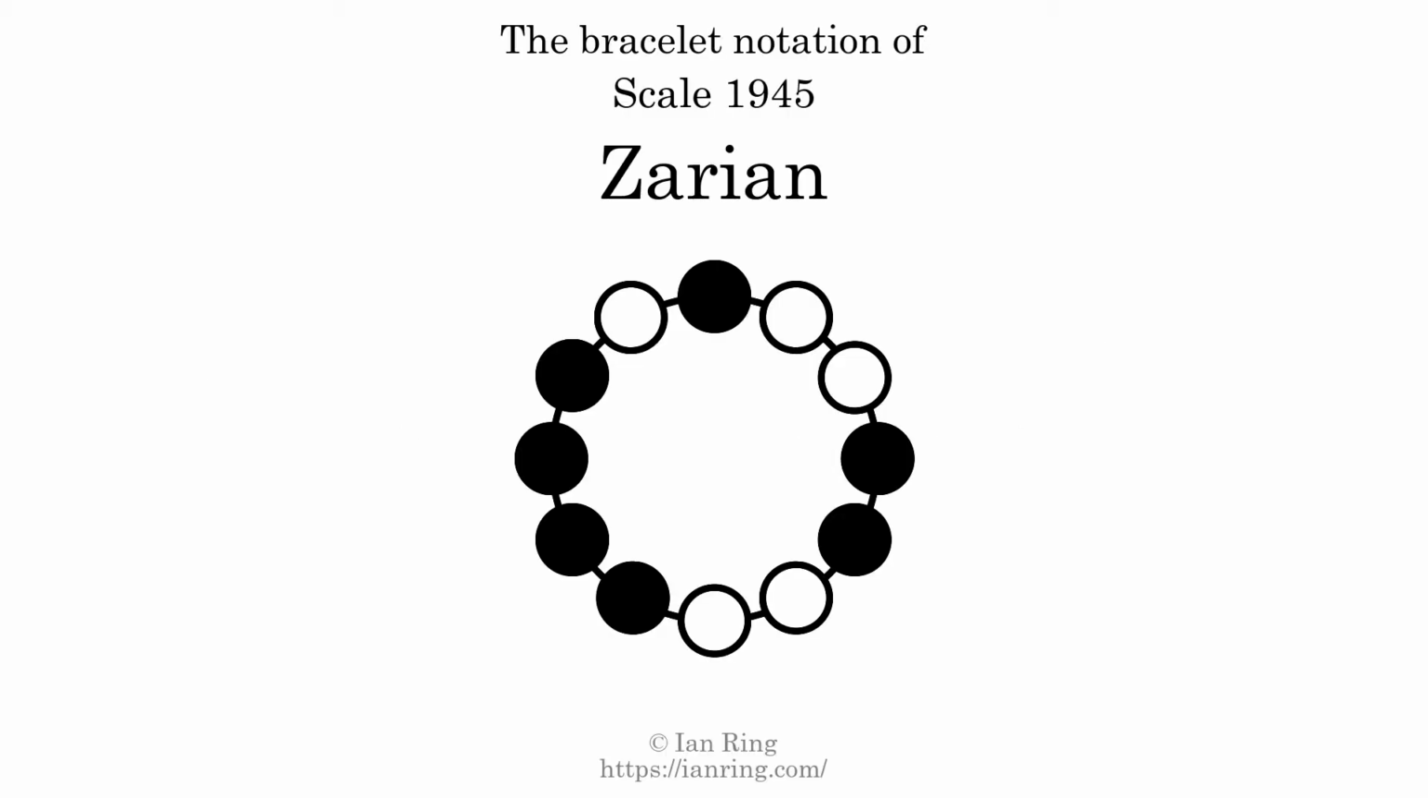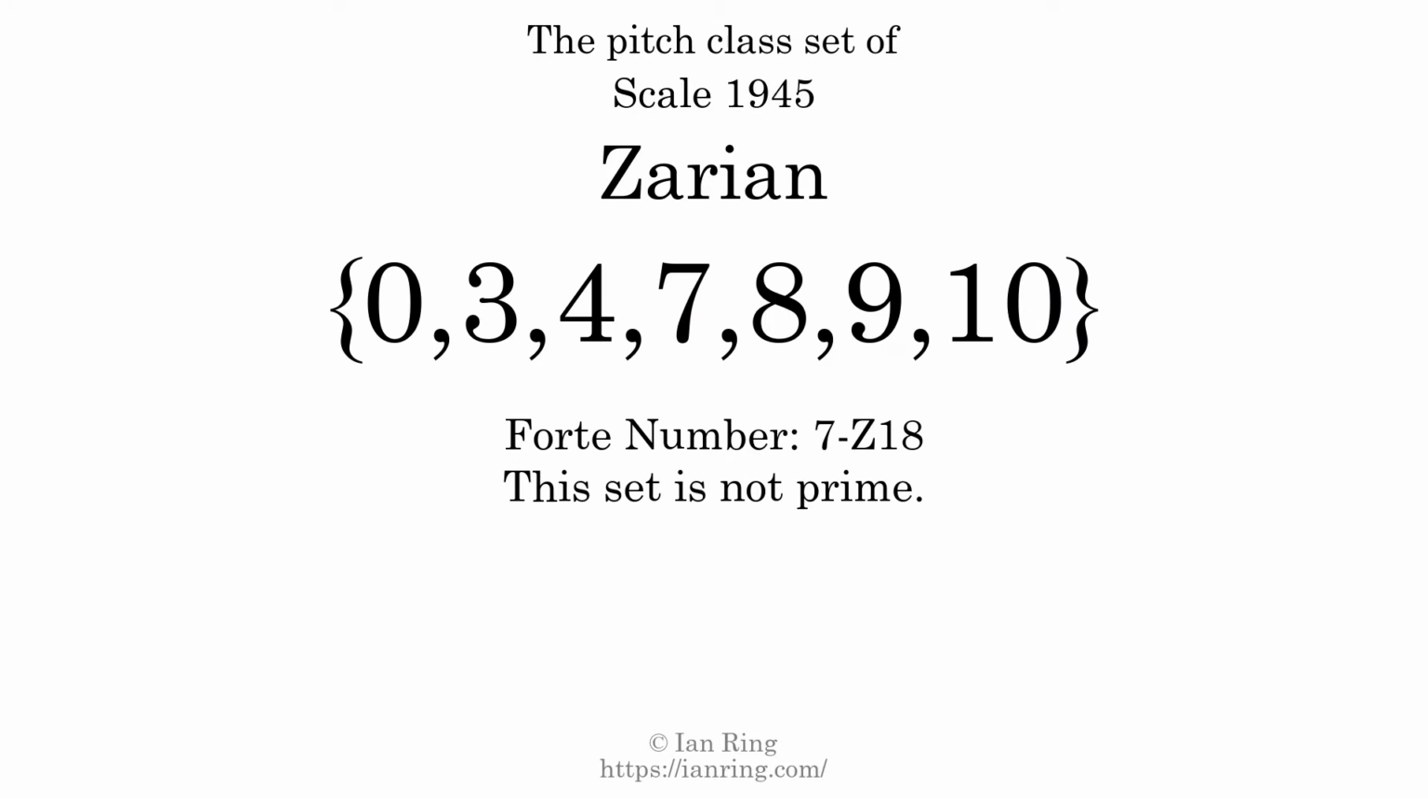This is a bracelet notation diagram of scale 1945. The shaded circles represent tones that appear in the scale, and they are read clockwise, starting at the top. The pitch class set for this scale is 0, 3, 4, 7, 8, 9, 10. The Forte class is 7Z18. This set is not prime.